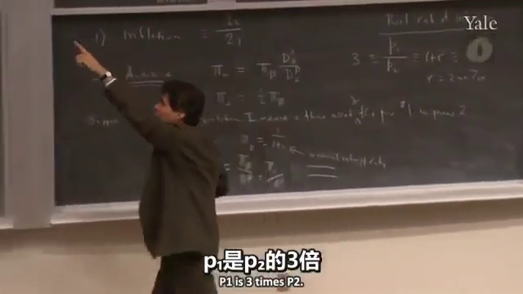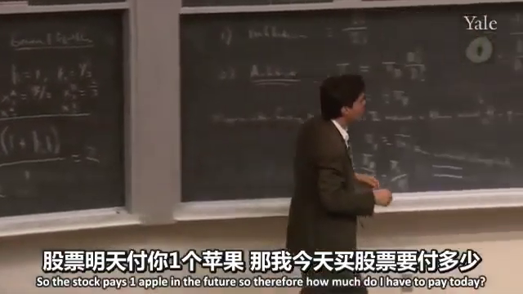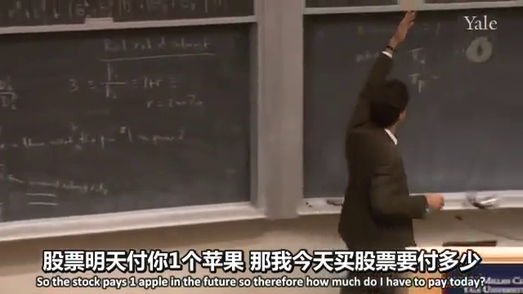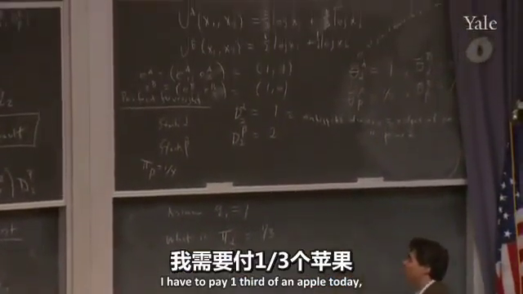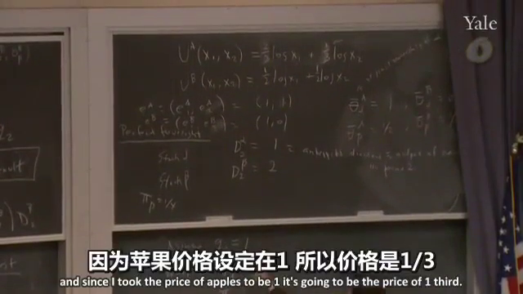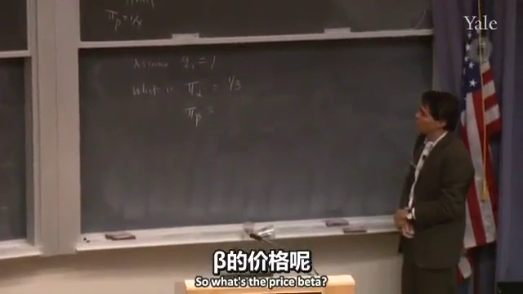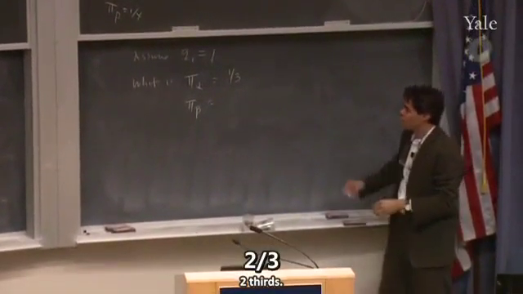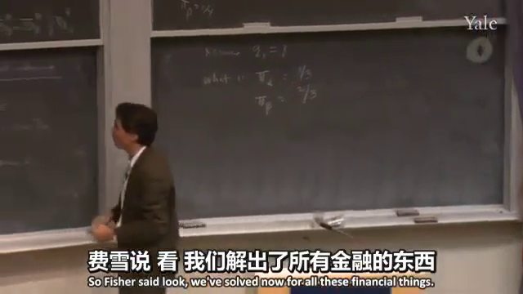P1 is 3 times P2. So to get 1 apple in the future is only 1/3 of an apple today. So the stock pays 1 apple in the future. So therefore, how much do I have to pay today? I have to pay 1/3 of an apple today. And since I took the price of apples to be 1, it's going to be the price of 1/3. So what's the price beta? 2/3. Okay, so Fisher said, look, we've solved now for all these financial things.